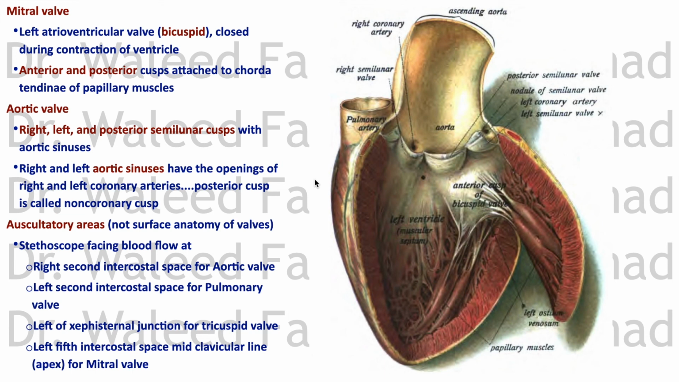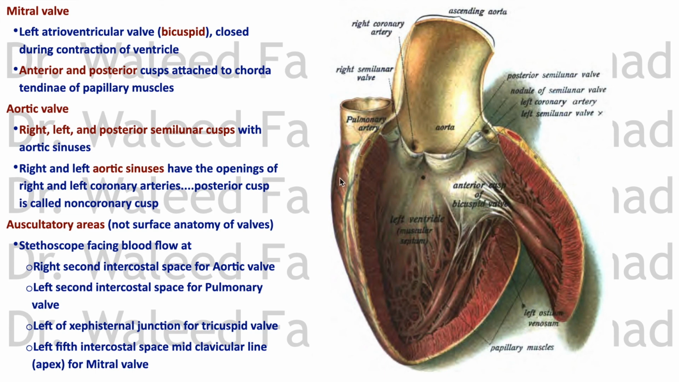What you do is you put the stethoscope in the face of the blood flow, so the blood flows directly towards the stethoscope to be able to maximally hear the sound of the valve that this blood is coming out from. You know what I mean? So you put the stethoscope in front of, or against, the blood flow that's coming out of the valve to listen to the condition of the valve.